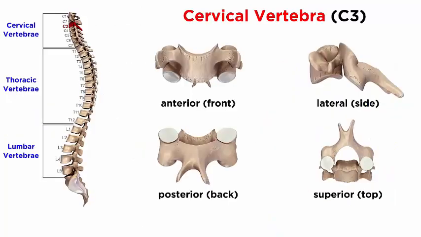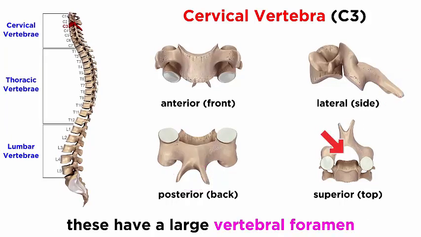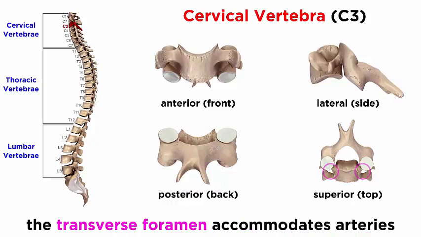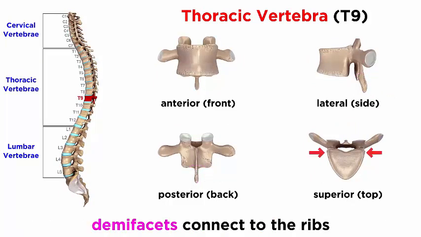The vertebrae vary slightly depending on where they are found in the column. Cervical vertebrae have a spinous process that is very short, a vertebral foramen that is large, and an additional transverse foramen to accommodate vertebral arteries. Thoracic vertebrae have a spinous process that is long and points down, and they also exhibit structures called demifacets which connect to the ribs.